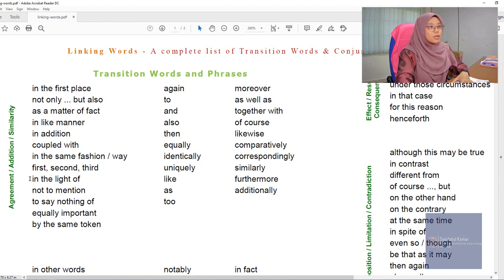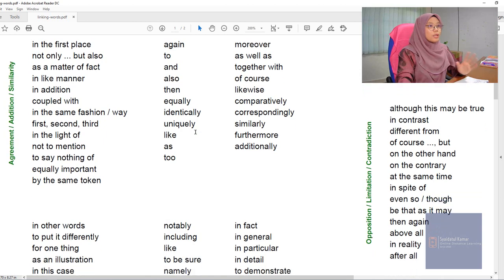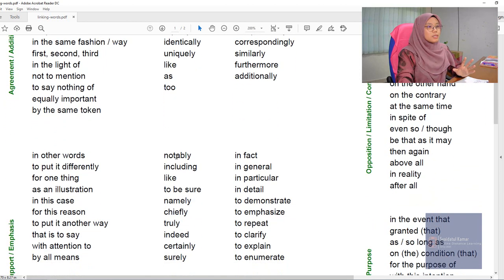So in the first place, when you're talking about addition, you have one idea, and then you want to provide more examples to support that one particular idea. So you use addition. By the same token, again, moreover, likewise, similarly, furthermore, additionally. Things like this, these are the linking words that you use. Okay, so that is agreement, addition, and similarities.